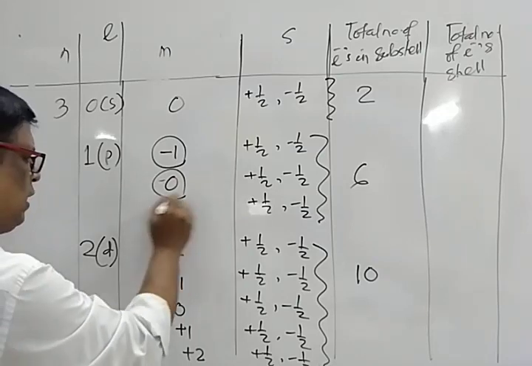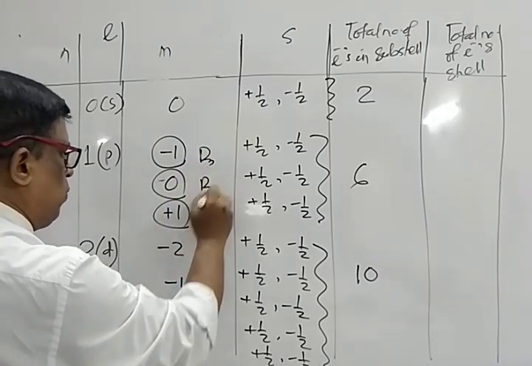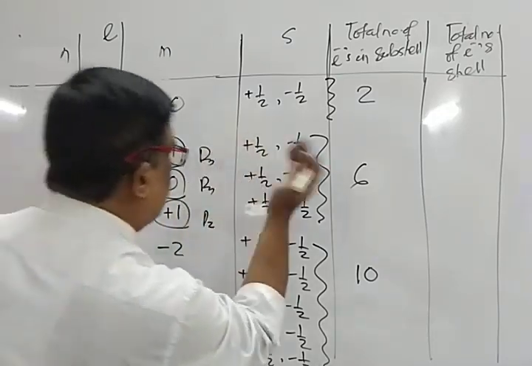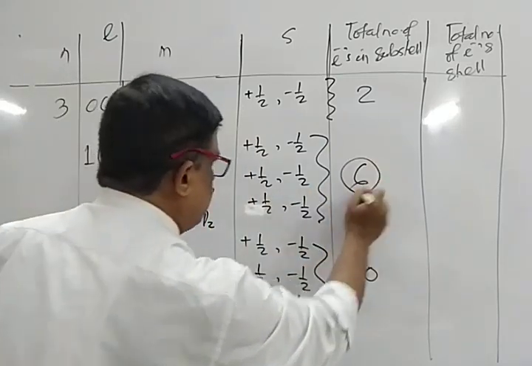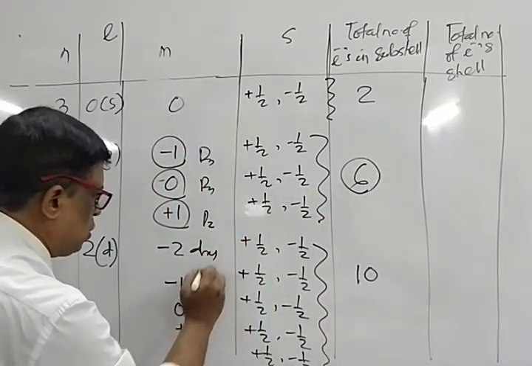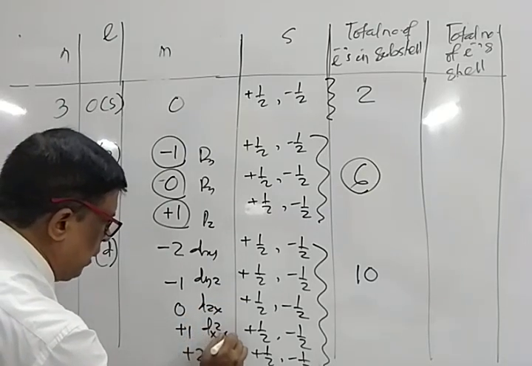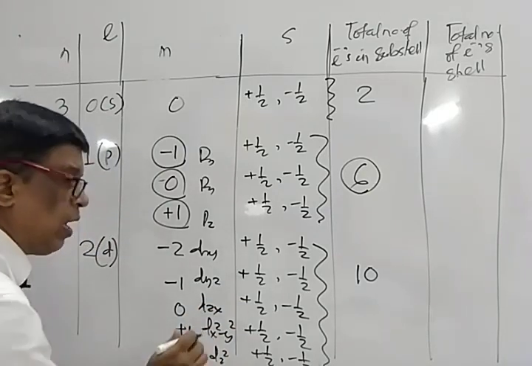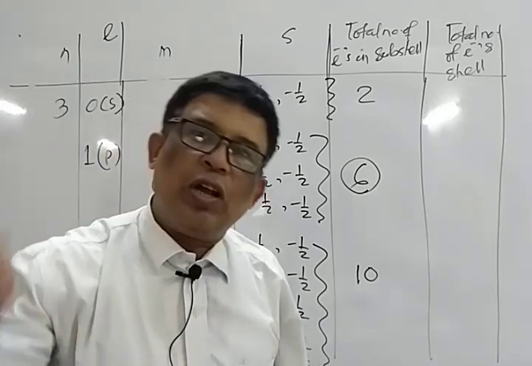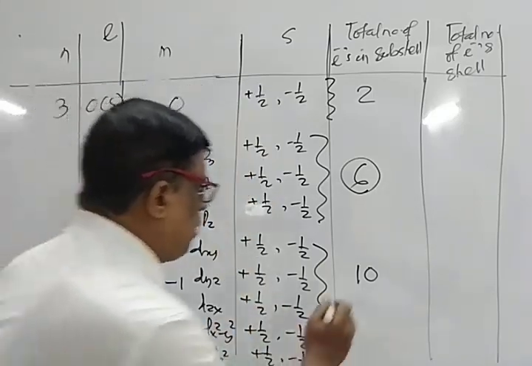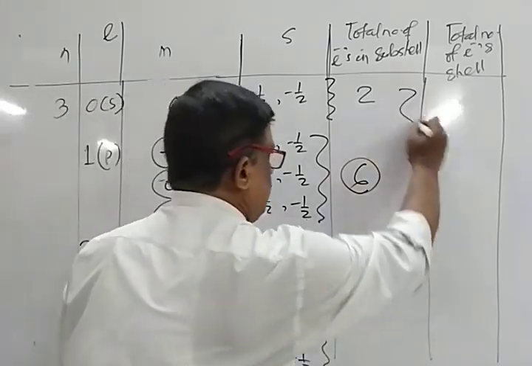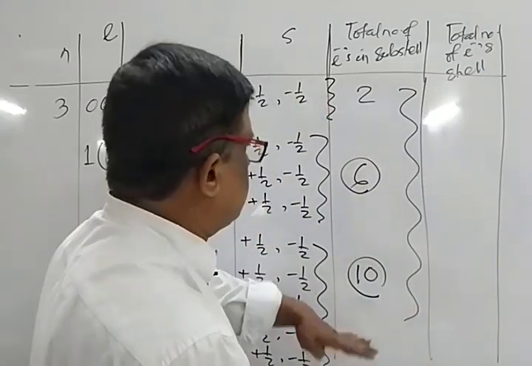In the P subcell, 3 orbitals, Px, Py, Pz. Each orbital holds 2, so 3 orbitals make 6. In D, there are dxy, dyz, dzx, dx square minus y square, dz square. 5 orbitals are there. Each orbital holds maximum 2, so 5 orbitals hold maximum 10. So it is all about the third cell.